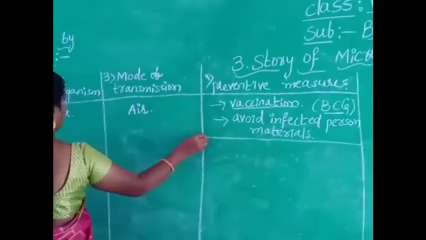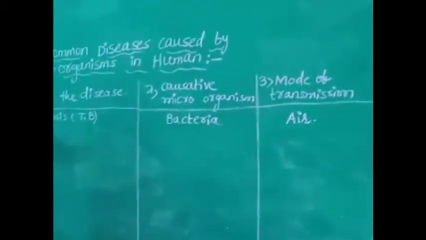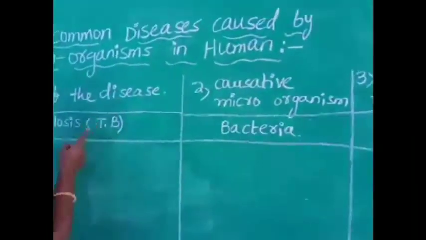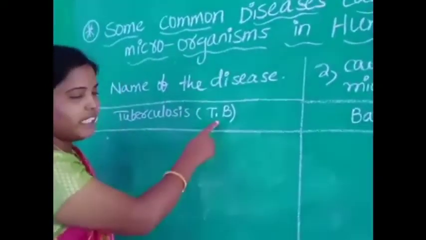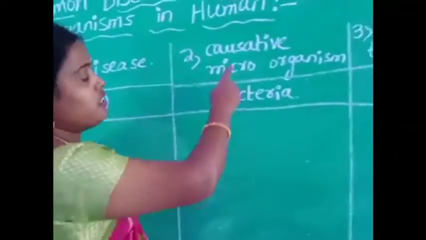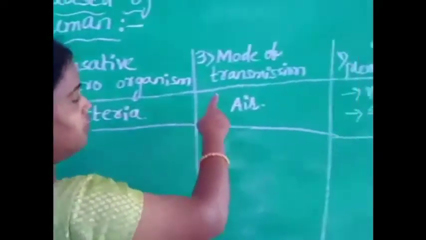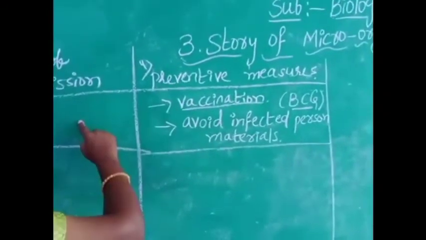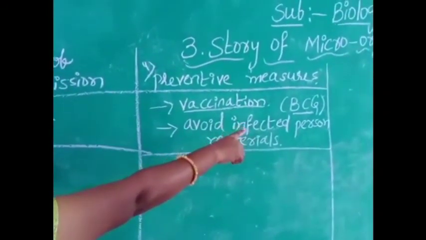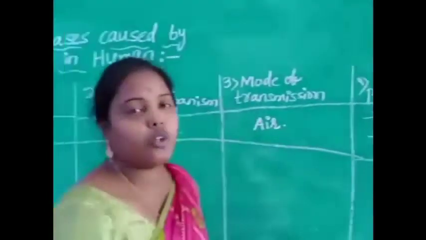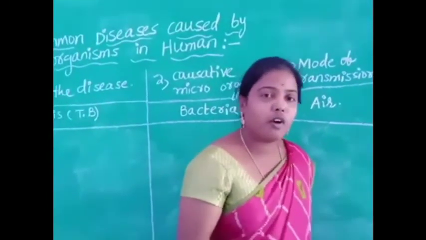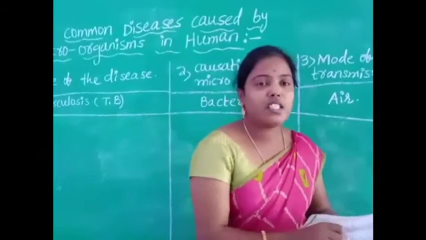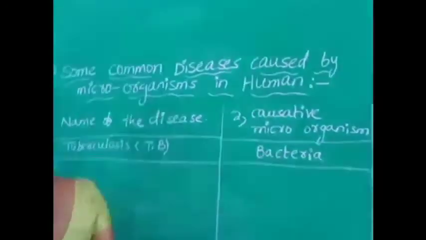Children, this is about what? Tuberculosis disease. The disease is tuberculosis, also called TB. It is caused by bacteria which are transmitted through the air. This disease has a vaccine, that is BCG. Take the vaccine in childhood only, then we can avoid the disease, and avoid the infected person's materials. So we can avoid tuberculosis. Next one, chicken pox.